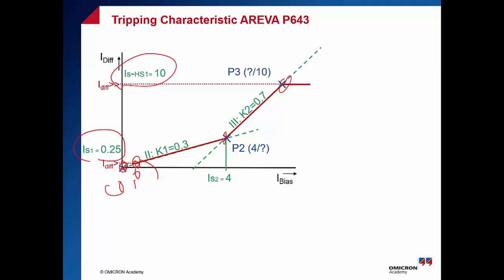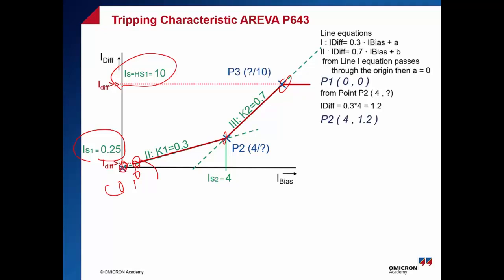And how to calculate? Very easy. We can say that I differential equals 0.3 as a setting, multiplied by I bias plus A, but because it's passing through the origin, then A equals 0. Then I differential for the third slope or the third section is equal to 0.7 multiplied by I bias plus B. Let's start with point number 1.